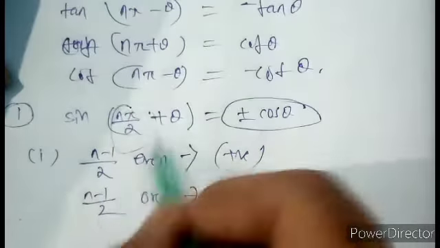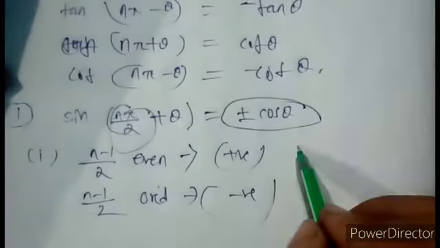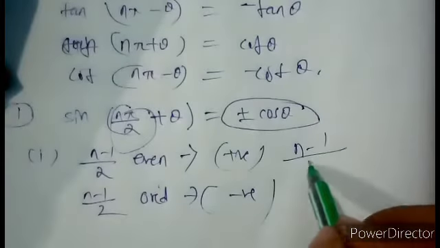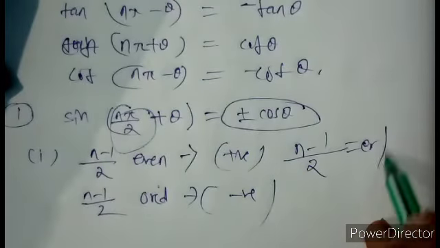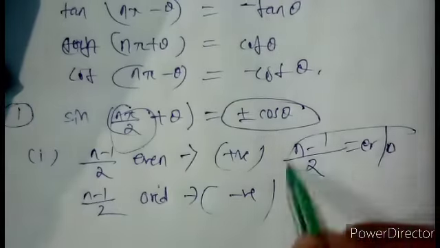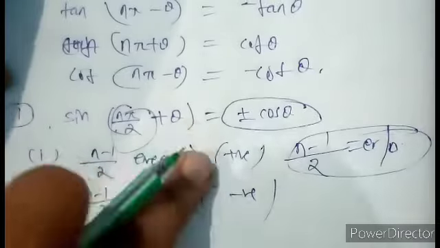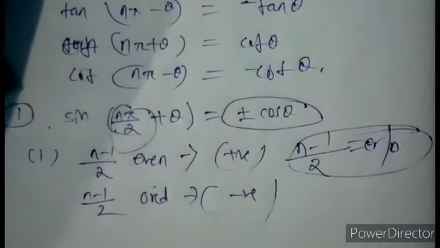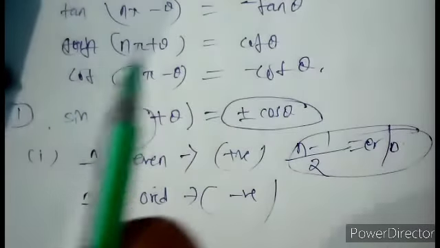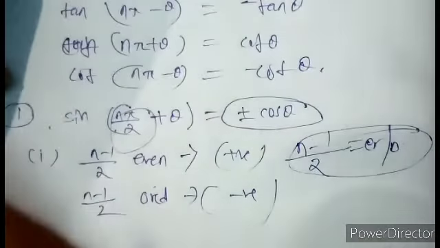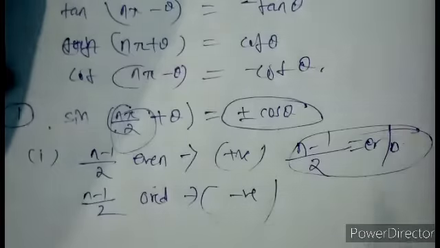Where n pi by 2 is there, simply check whether (n minus 1) by 2 is even or odd. This is our logic. If n pi by 2 plus theta comes in the question, then directly check whether (n minus 1) by 2 is odd or even. If it is odd, then it is negative. If it is even, then it is positive.